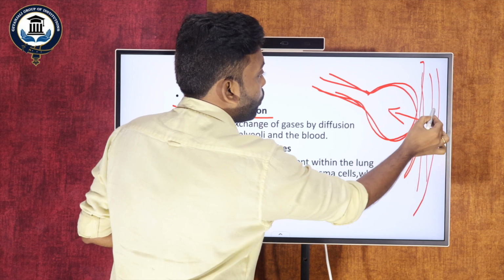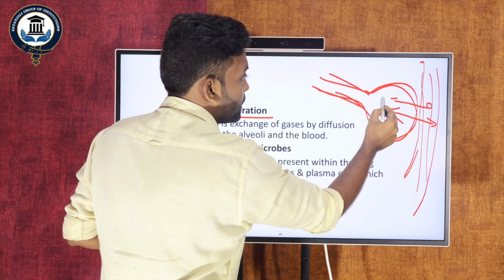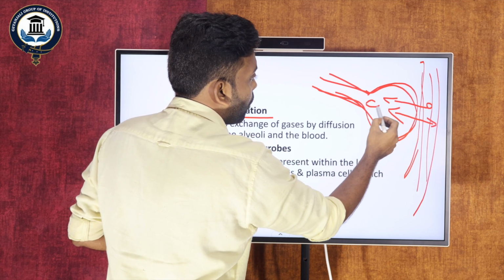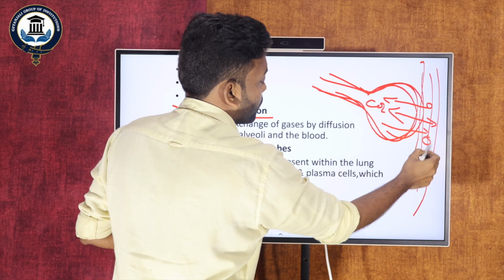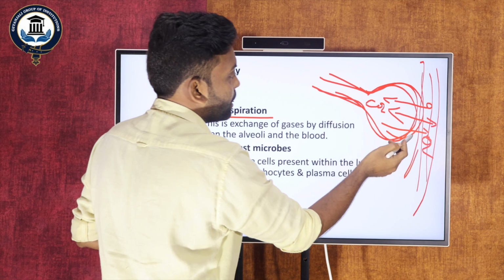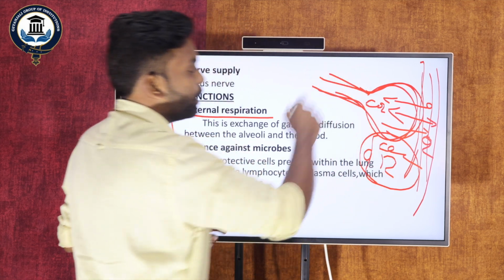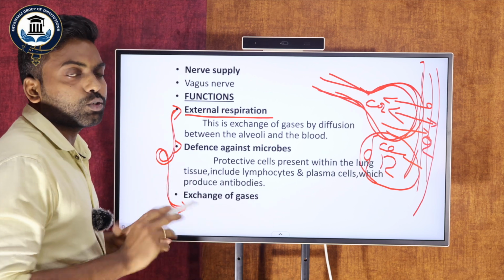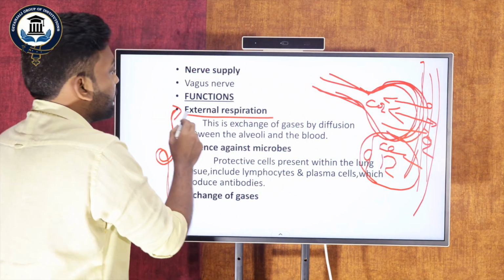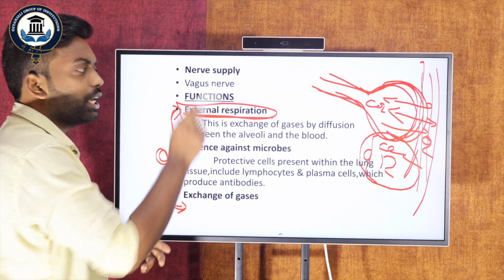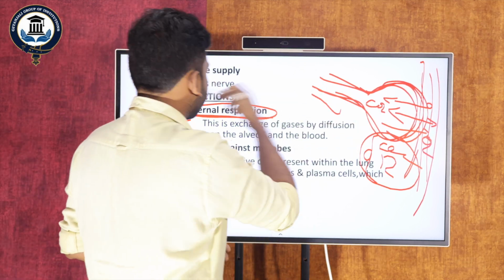Exchange of gases: from the blood stream into the alveoli goes carbon dioxide, and from the alveoli to the blood goes oxygen. So it is an exchange. Terms like osmosis and diffusion apply here, as the exchange happens. That process is called external respiration. We can find the external respiration here itself. So this is about external respiration.